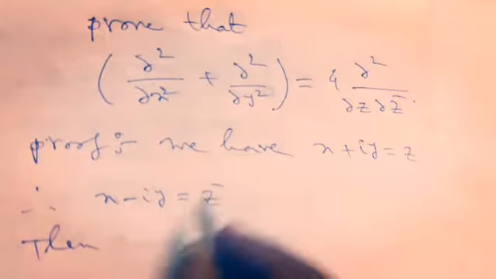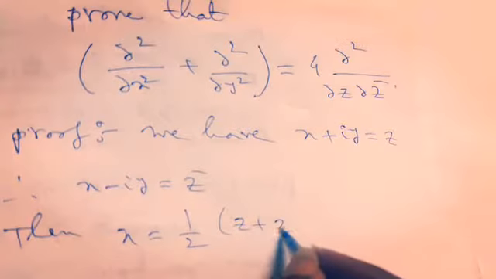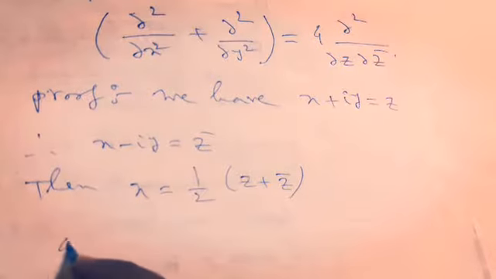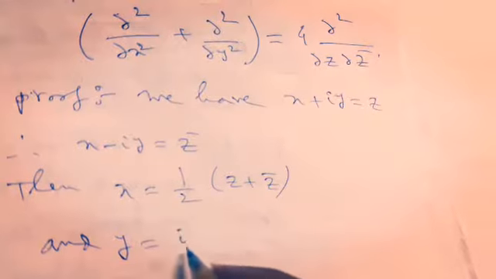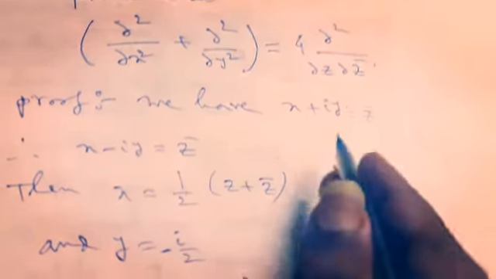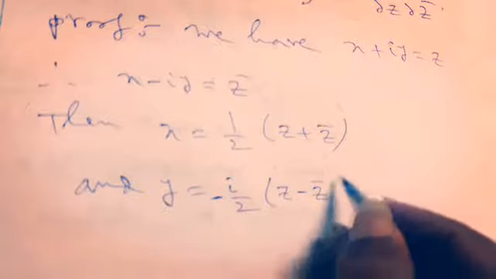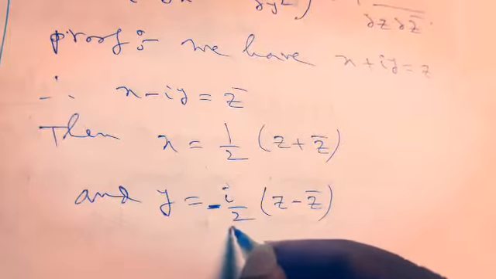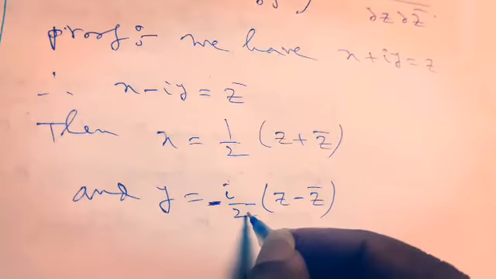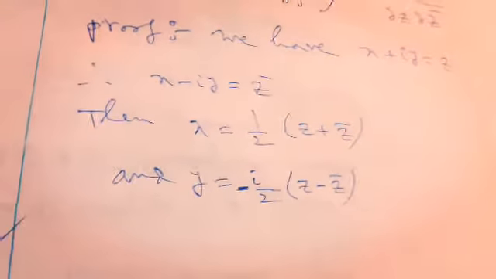We have, if we solve these two, x is equal to half of z plus z bar, and y is equal to, if we adjust these terms, minus i by 2 (z minus z bar), because this i will be shifted from the denominator to the numerator. That's why these things happen. And now we have to solve this.